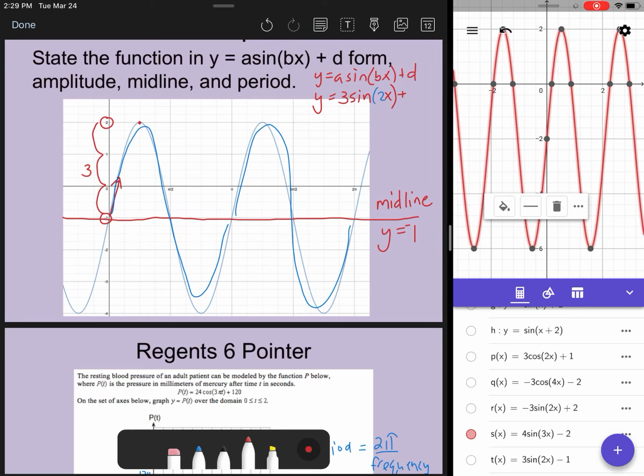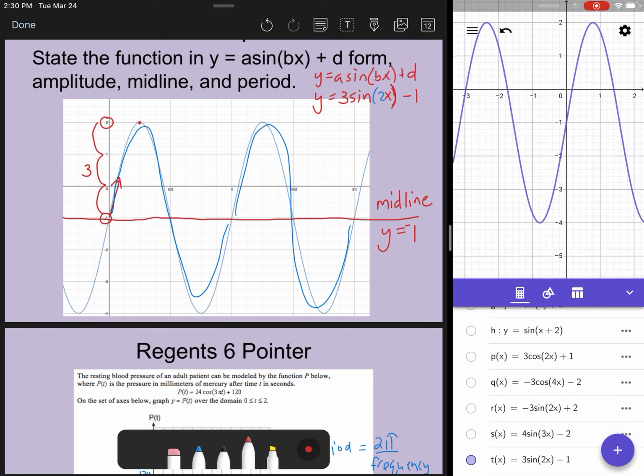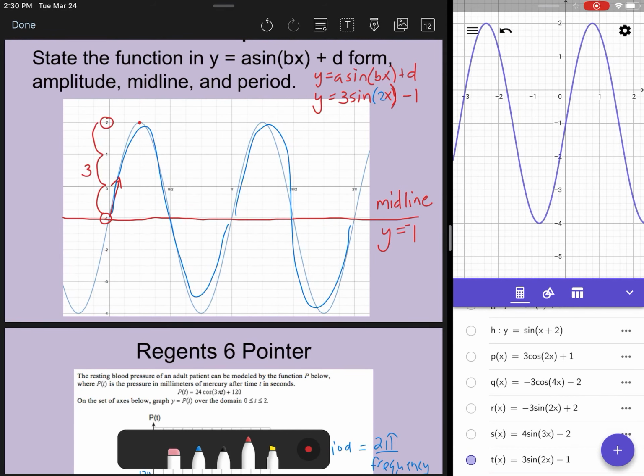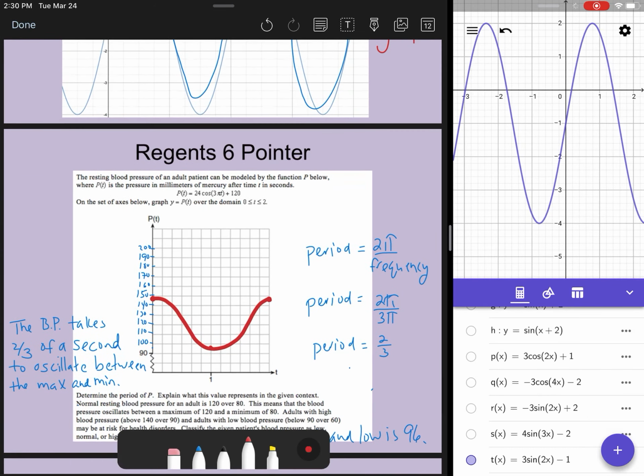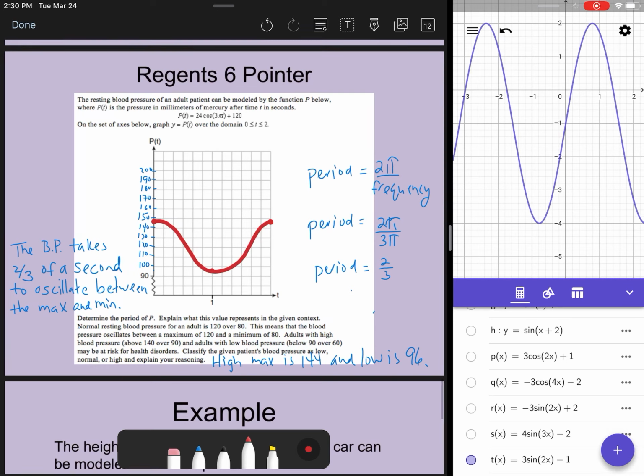And our D value, how many units up or down, where is the midline from the origin, from the x-axis? It shifted down 1, so therefore our D value is -1. So I can put plus -1, or I can just simply write this as -1. Okay, double check that in GeoGebra, and you notice here. Okay, now let's take a look at this one.